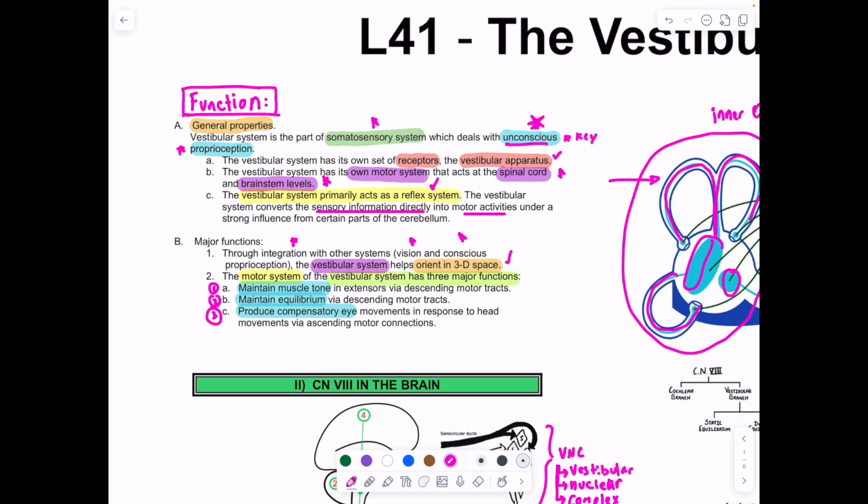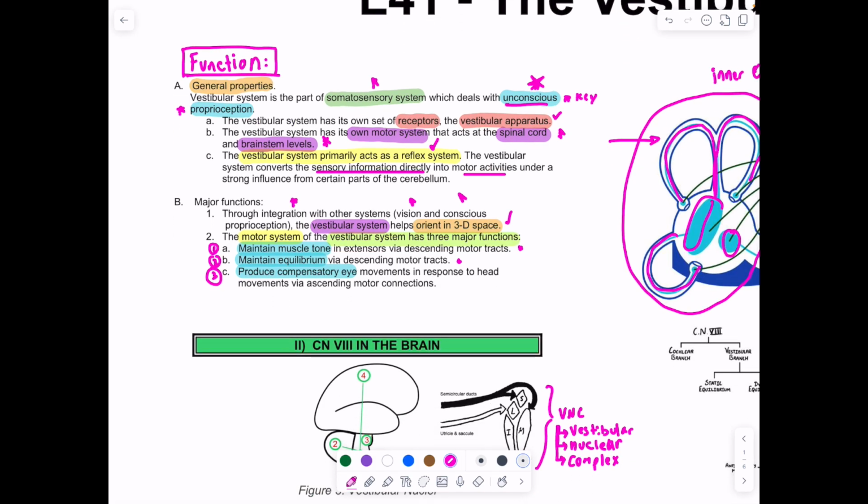It has 3 major functions. So maintain muscle tone in the extensors via descending motor tracts, maintain equilibrium, right? You don't want to contract one leg more than the other and fall over, and then also produce compensatory eye movements in response to head movements via ascending motor tracts. So none of these are too bad.